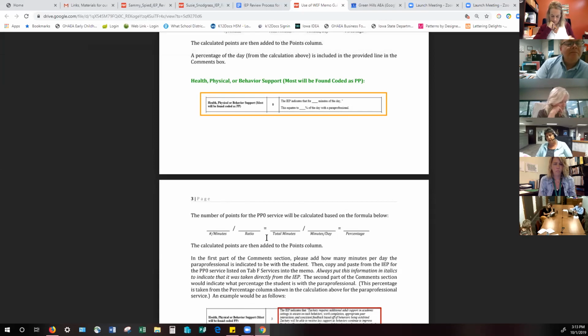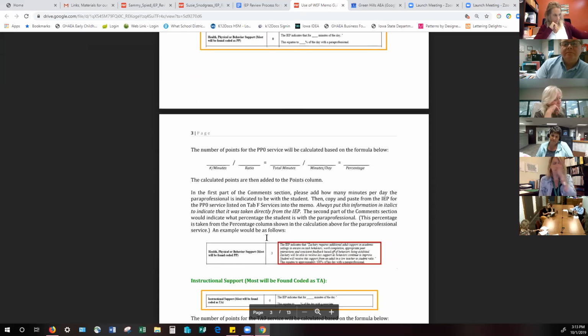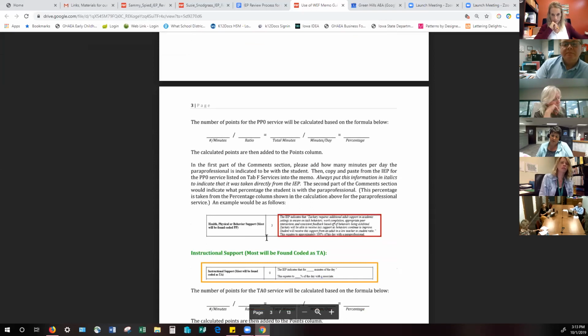Obviously, some of them are not going to have a ratio, but it does help in determining the appropriate amount of time the child is with an associate. If it's not included, you would leave that blank on the formula that's there. If you scroll further down, again, we have the comments.